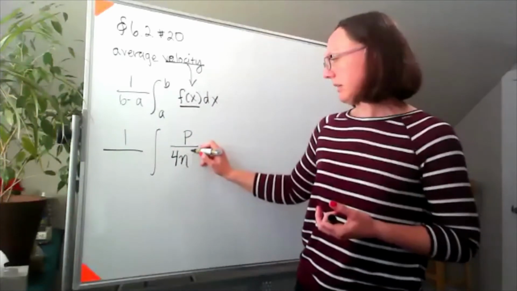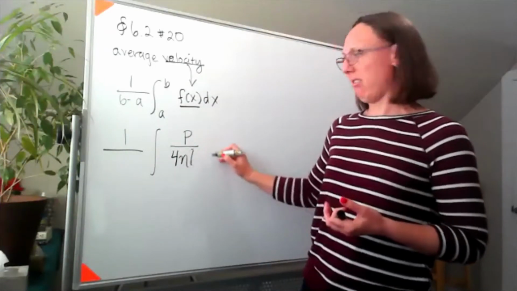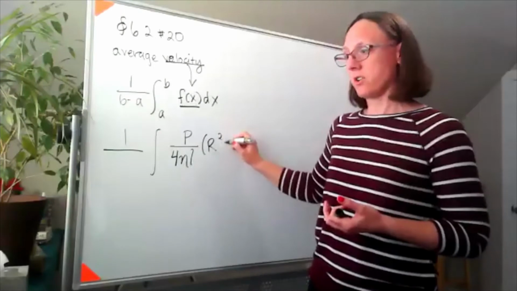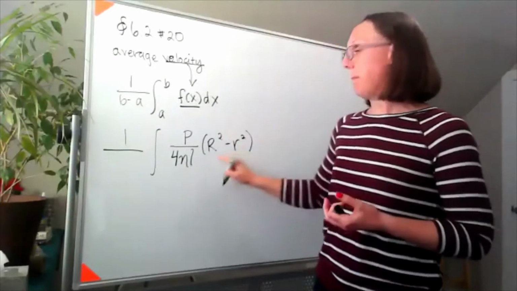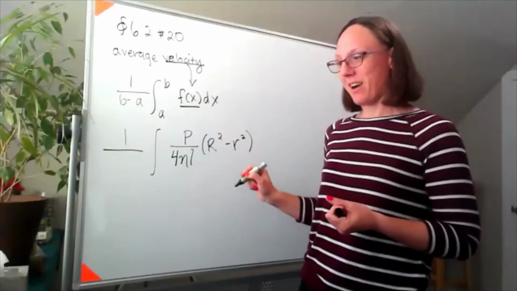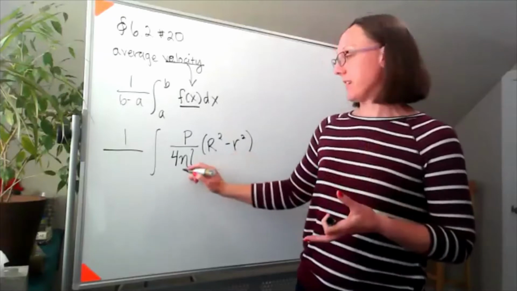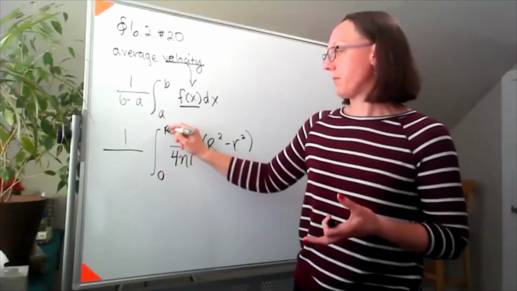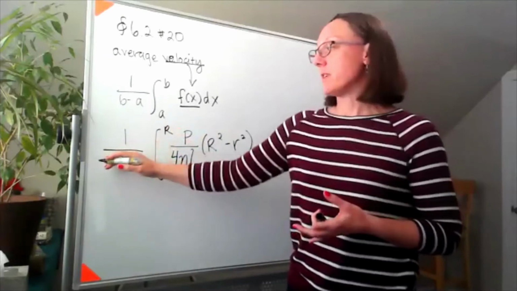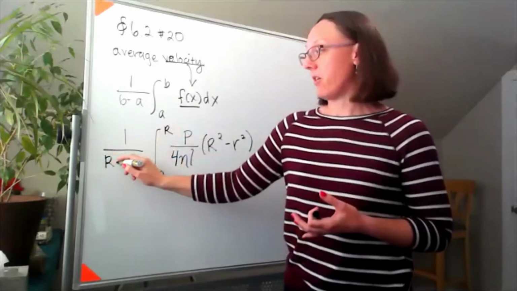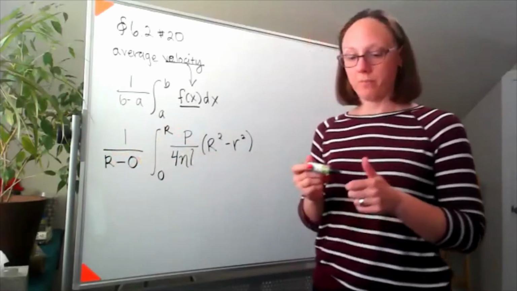the velocity function is given as P over 4 mu L times big R squared minus little r squared. And we've been told to look at this from 0 to big R, which means out in front here, I'd have 1 over big R minus 0.